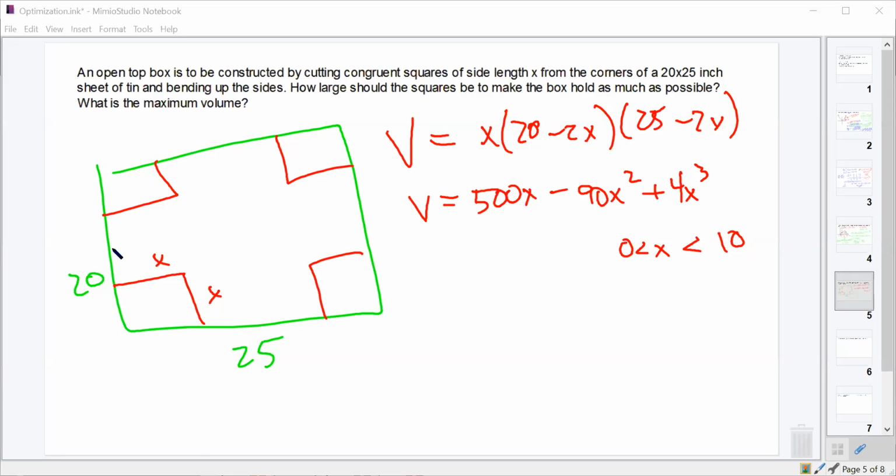In fact, we can't cut off 10 inches, because if I cut off a 10-inch square, I'm not going to be able to make a box out of it, right? Because the shorter sides will be gone completely. Everybody good with that? I hope. So what do we get for V prime?